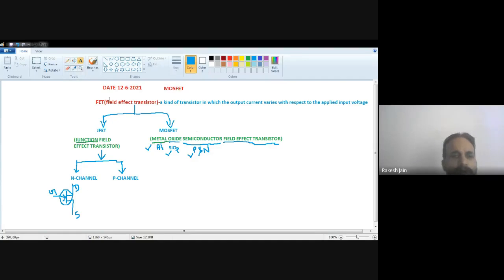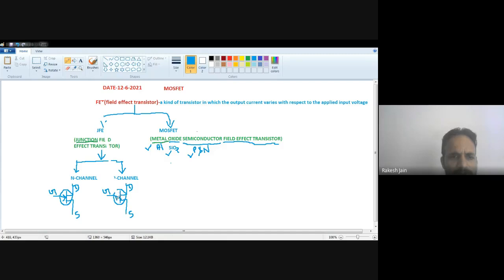Now, if you talk about the P channel JFET, then the P channel JFET is just the opposite of the N channel JFET. I just put the same symbol over here. So this is the symbol of a P channel JFET. Only the arrowhead will be at the output side instead of the input side. So see, instead of the arrowhead pointing towards the inside, now the arrowhead is towards the outside.